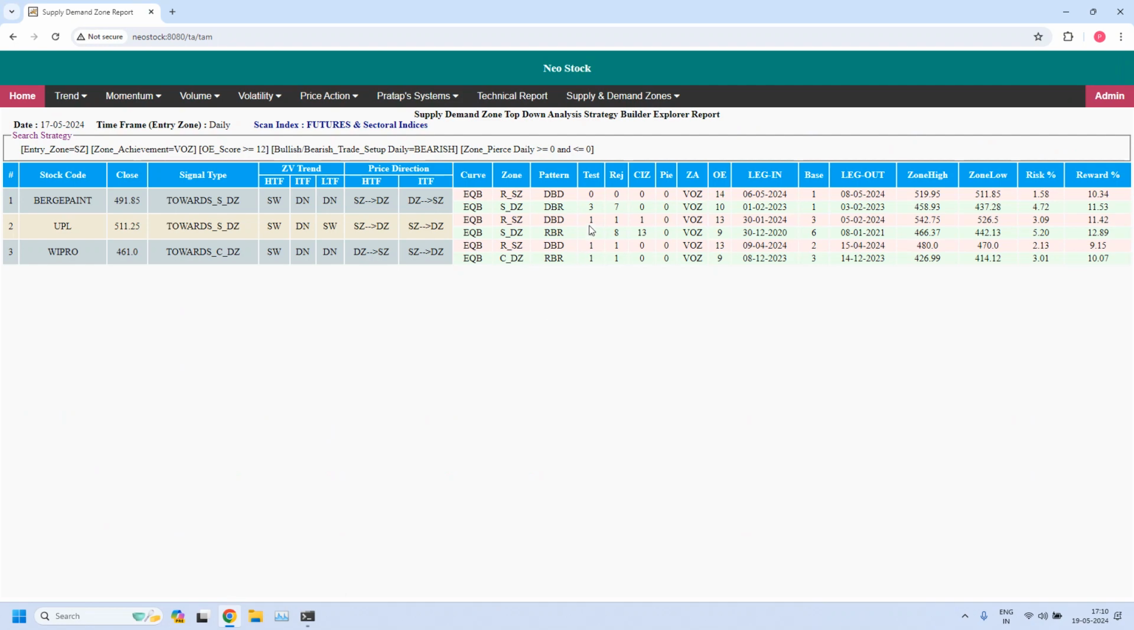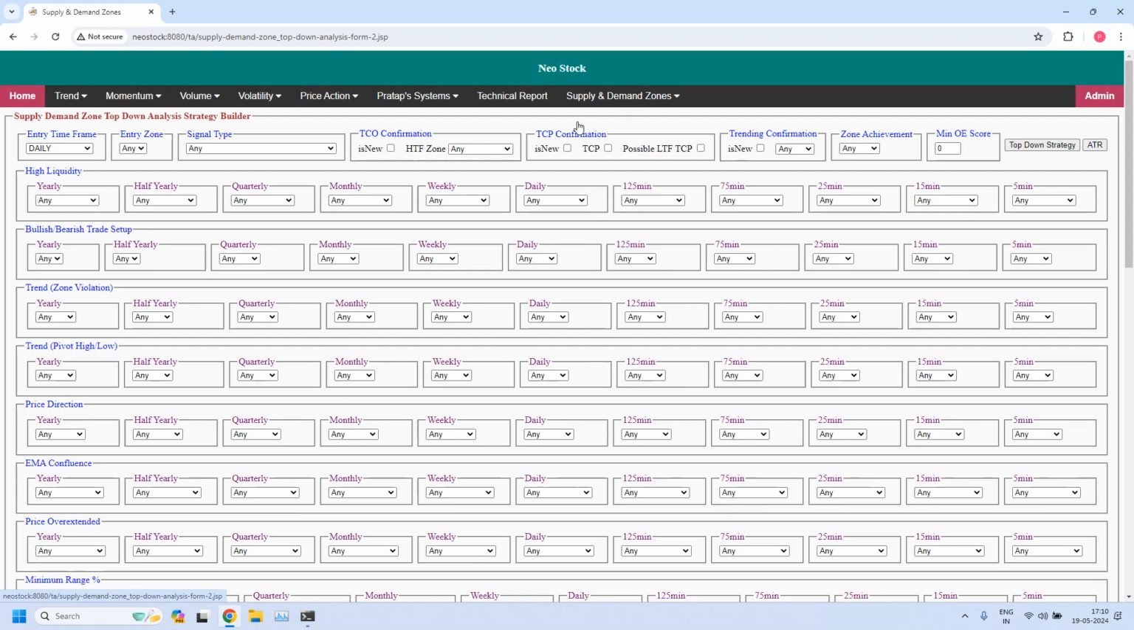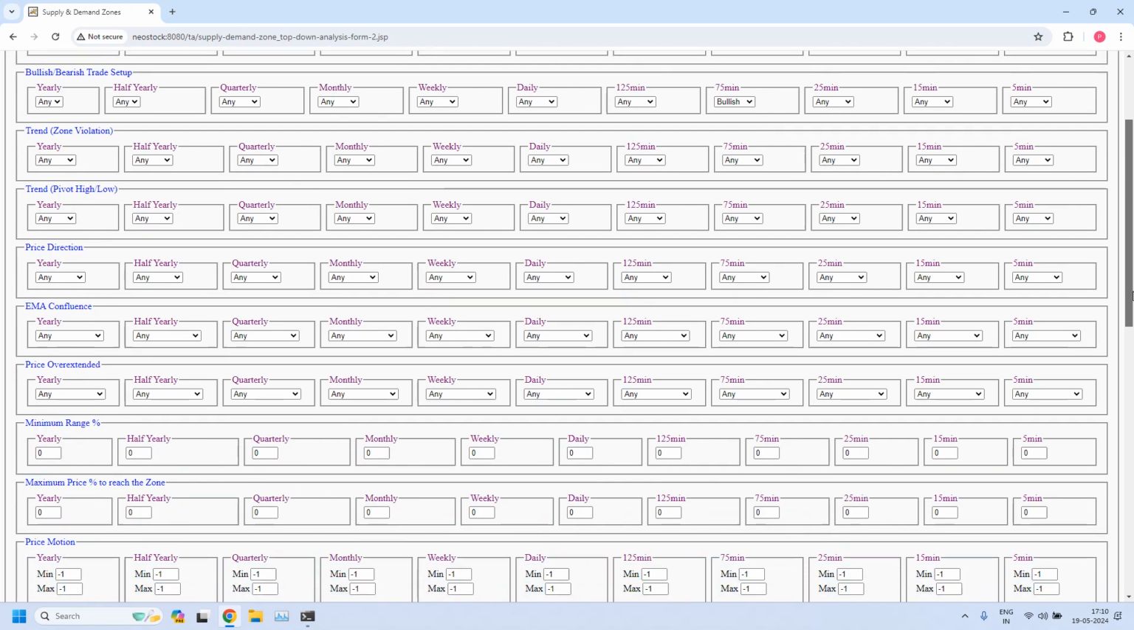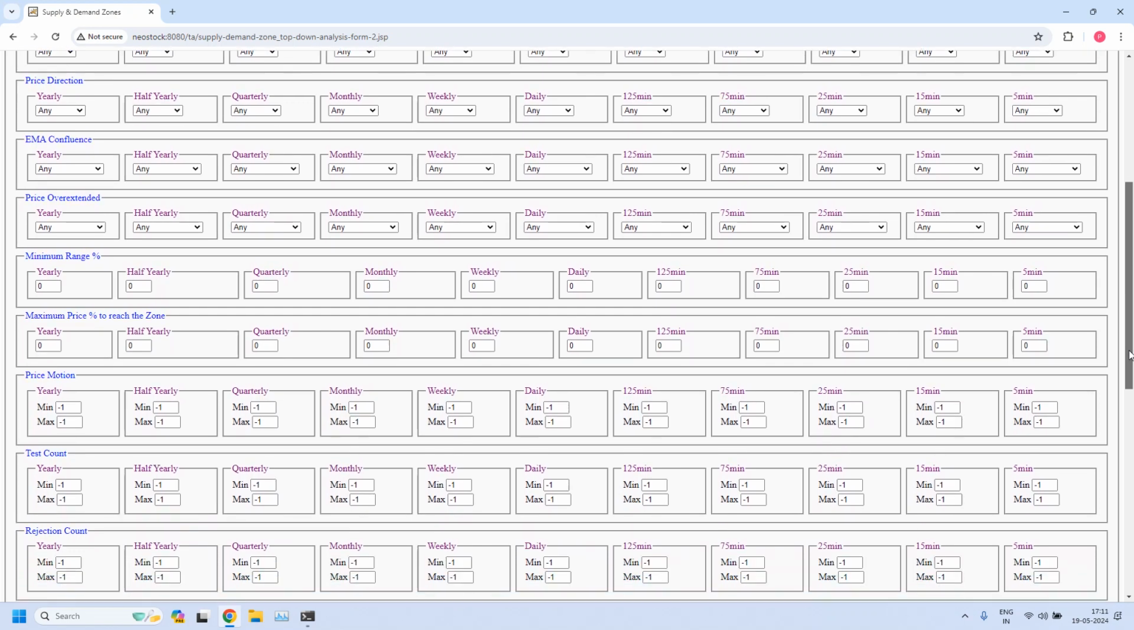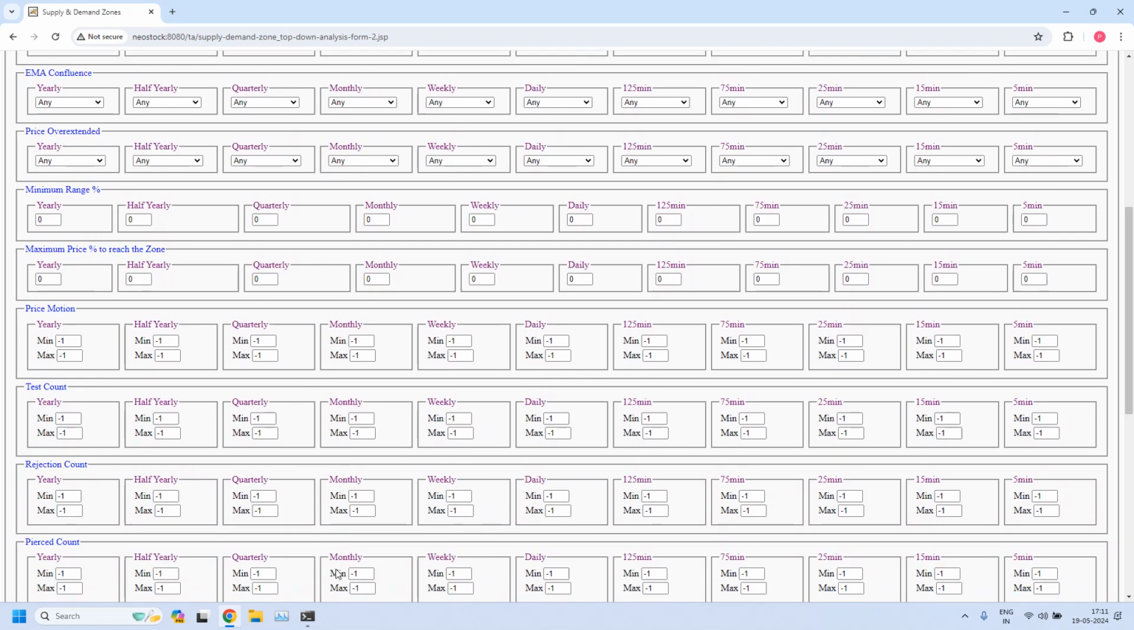Now let us generate bullish and bearish trade setup for weekly income trade. For weekly income trade, the entry time frame is 75 minutes. For bullish trade setup, the entry zone should be demand zone. In the bullish or bearish trade setup, this time in 75 minutes time frame, I am selecting the value bullish. And the filters also we will set. First filter is we don't want 75 minutes pierced demand zones. So in the pierced count, in 75 minutes time frame, minimum value I set 0, maximum value 0, which indicates pierced count should be 0.